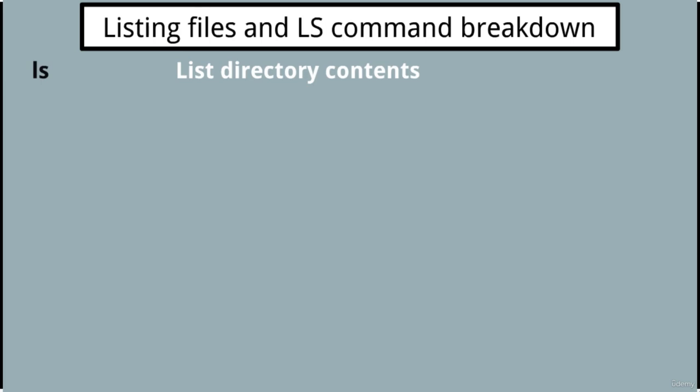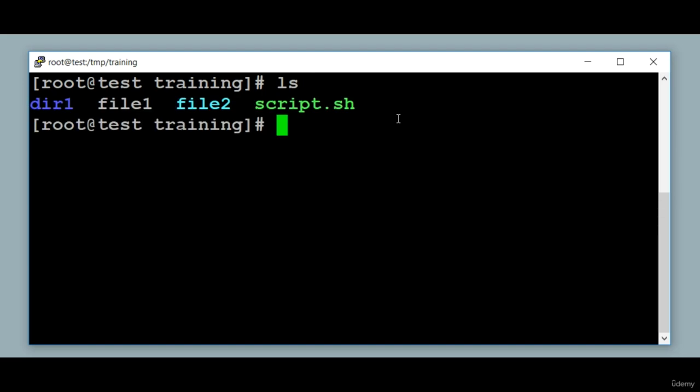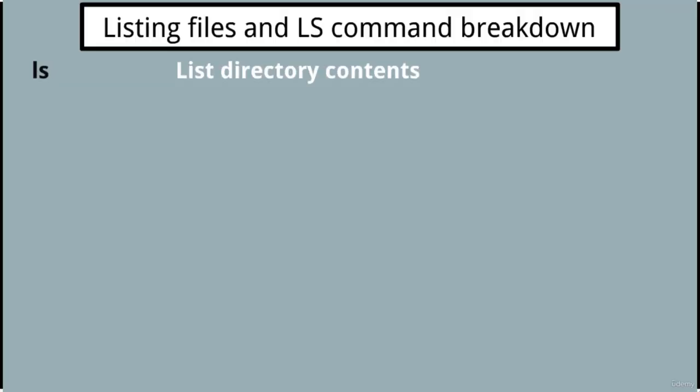So let's open up the terminal and run the ls command and see how it works. ls, hit enter. As you can see, it's displaying the contents of the current directory. We see a directory called dir1. There's a file1, file2, script.sh file, and that's how you display the contents of a particular directory that you're currently in. Let's move on to the next command.